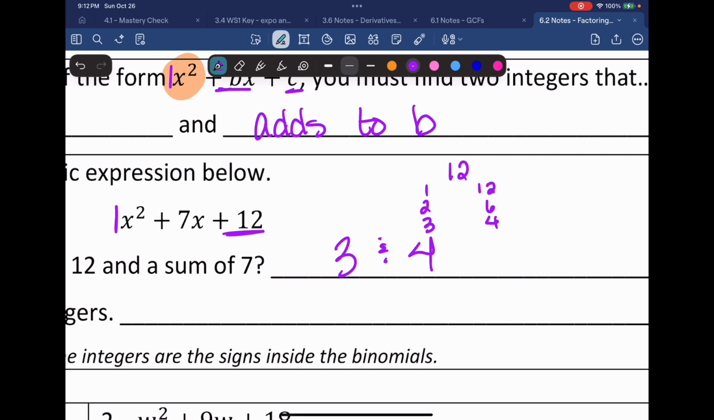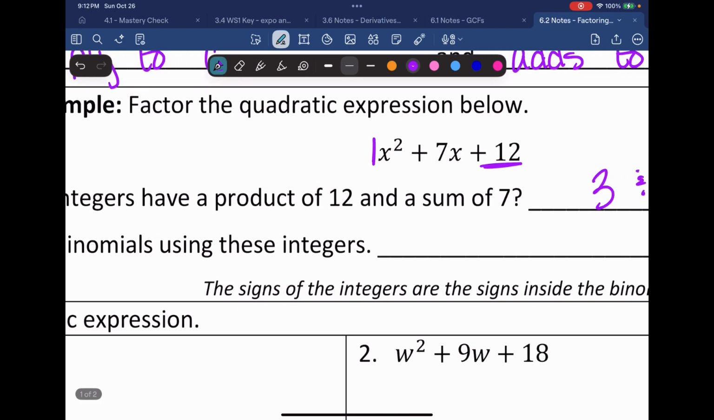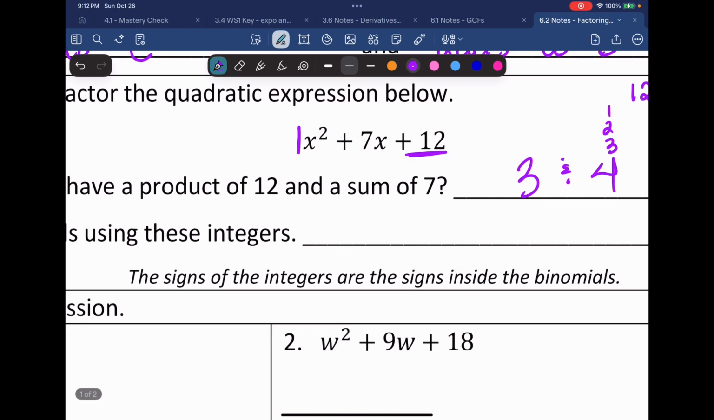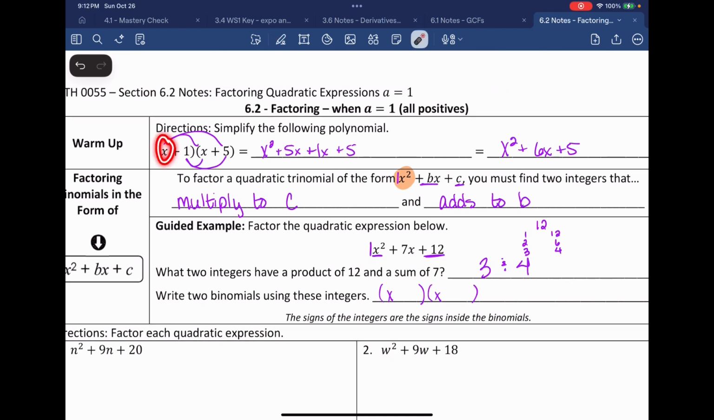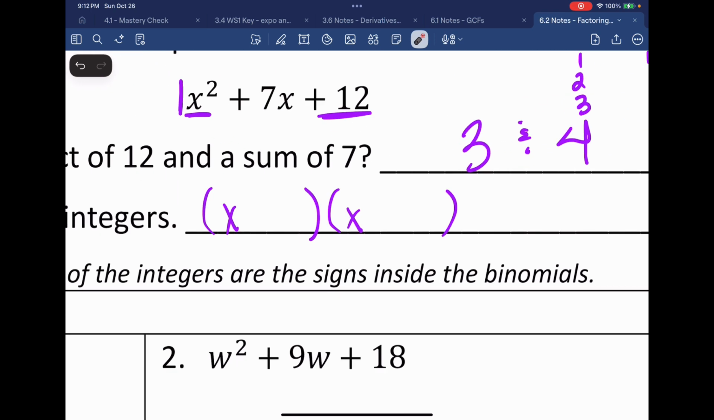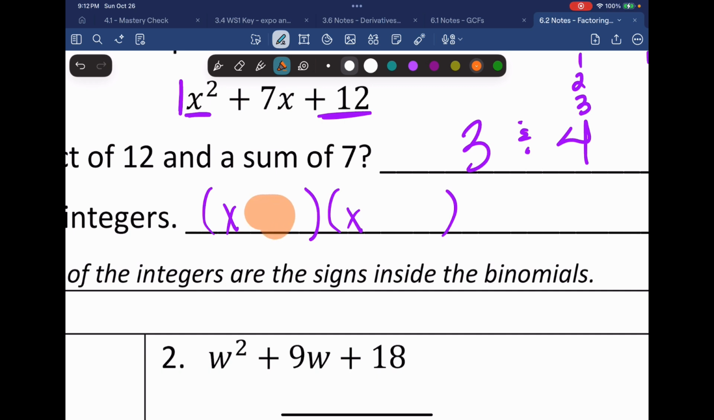Okay, now write the 2 binomials using these integers. Okay, so I got to think what 2 numbers multiply to be x squared. Well, that's x times x. Because remember from up here, x times x was x squared. The second value, the one that goes here and the one that goes here, is your 3 and your 4. It's a positive 3 and a positive 4.